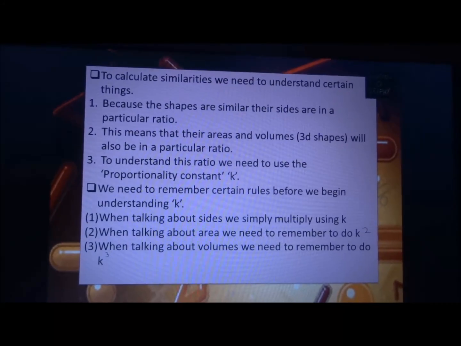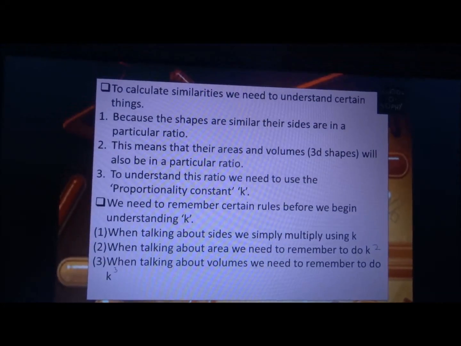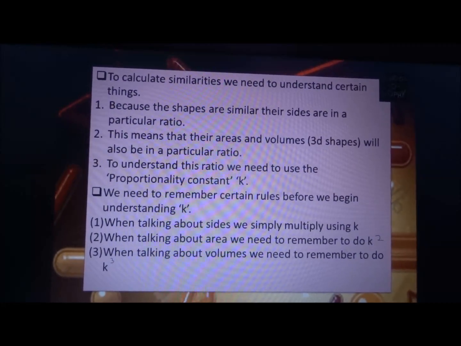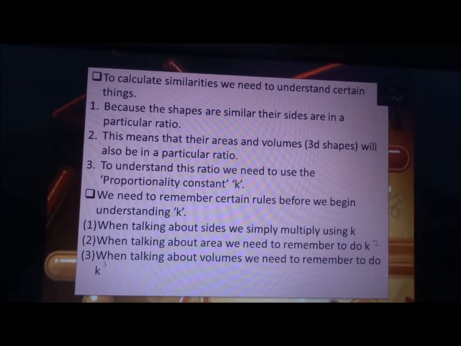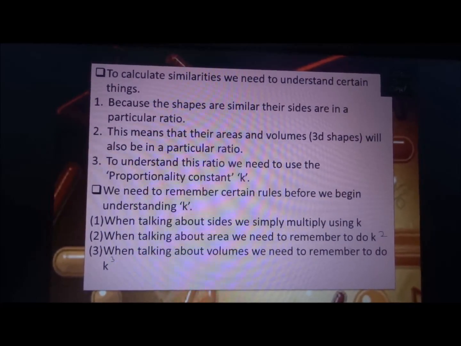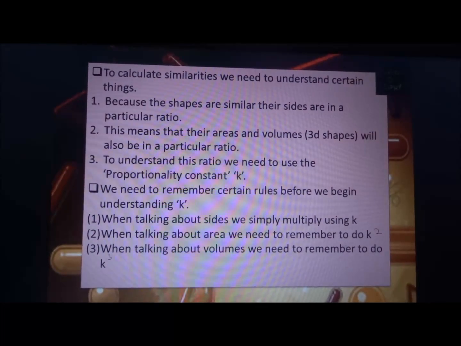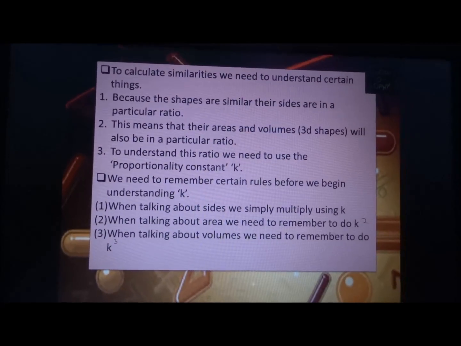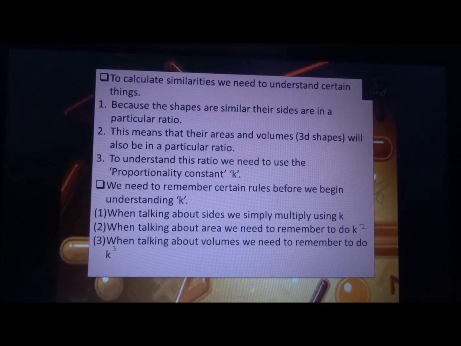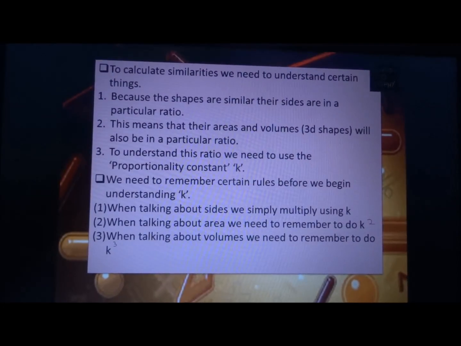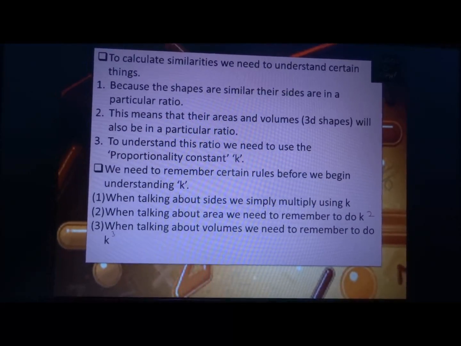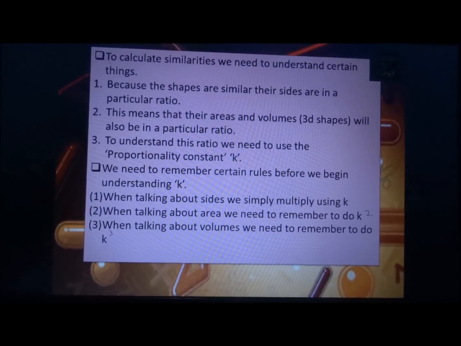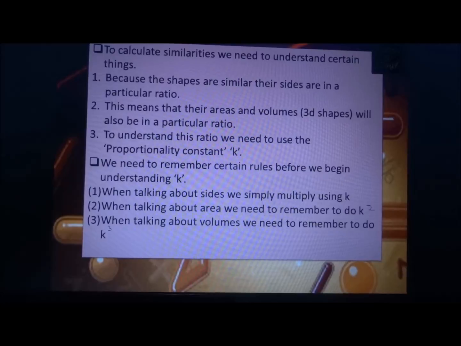To calculate similarities, we need to understand certain things. Because the shapes are similar, their sides are in a particular ratio. This means that their areas and volumes, the volumes of 3D shapes, will also be in a particular ratio. To understand this ratio, we need to use the proportionality constant, which is K. We need to remember certain rules before we begin understanding the proportionality constant or K. When talking about sides, we simply multiply using K. When talking about area, we need to remember to do K square. When talking about volume, we need to remember to do K cube.